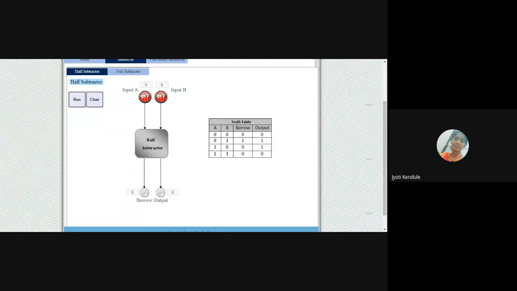Yes, Srishti? Srishti, am I audible? Srishti Chadgare, roll number 7. Difference A XOR B and borrow A bar B. Yes, correct. It is very correct. Roll number 6 and roll number 7, Aishwarya Devukule and Srishti Jagdale, am I audible to you? Yes, ma'am. Then tell me the answer.